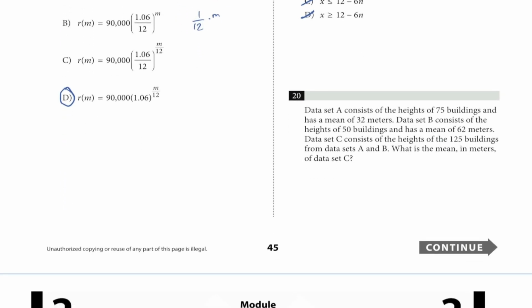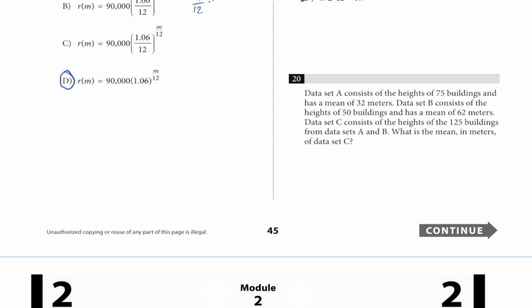All right, number 20. It says dataset A consists of the heights of 75 buildings and has a mean of 32 meters. Dataset B consists of the heights of 50 buildings and has a mean of 62 meters. Dataset C consists of the heights of the 125 buildings from datasets A and B. What is the mean in meters of dataset C? So dataset C is basically just taking both A and B and putting them together and calling it one dataset.